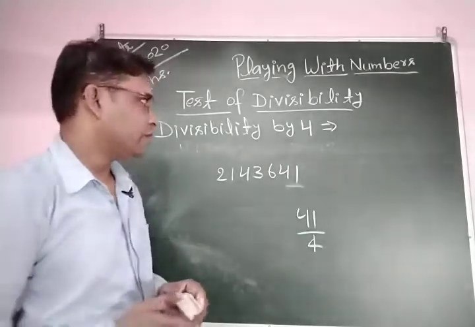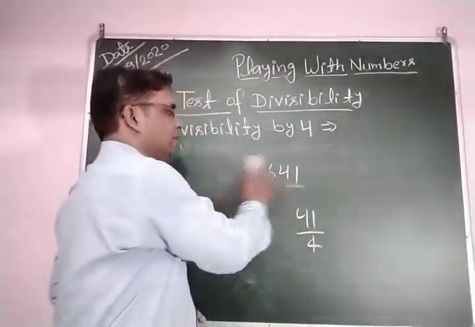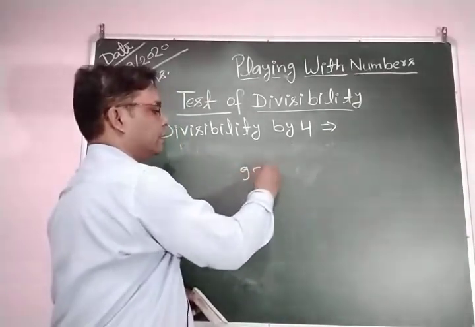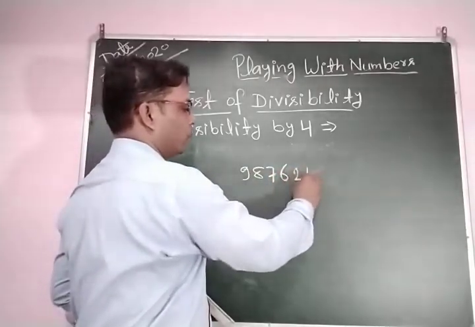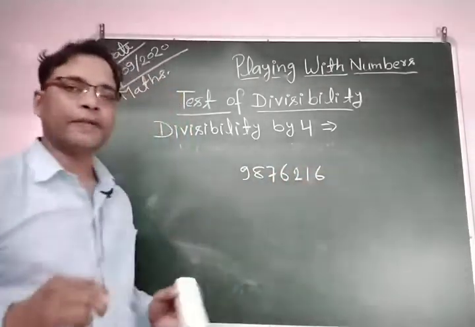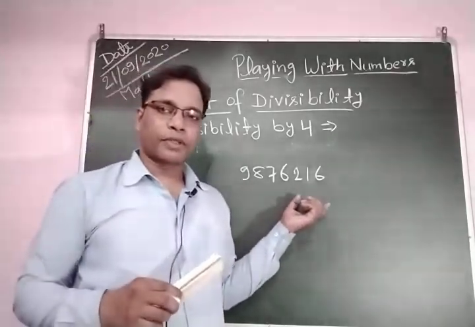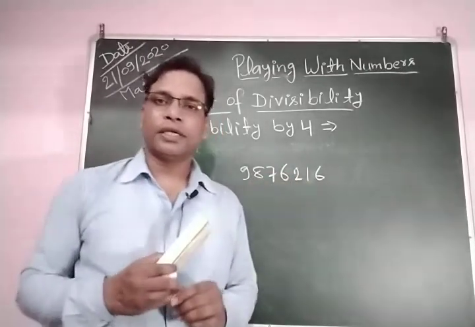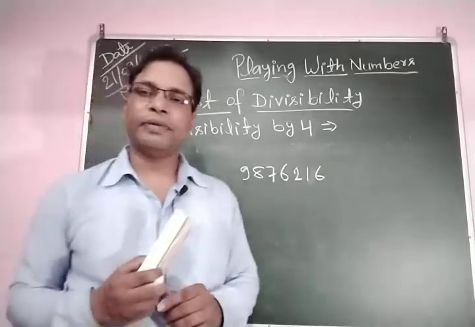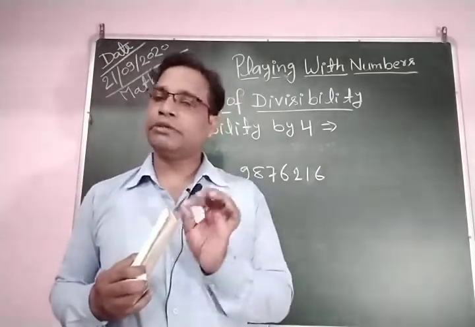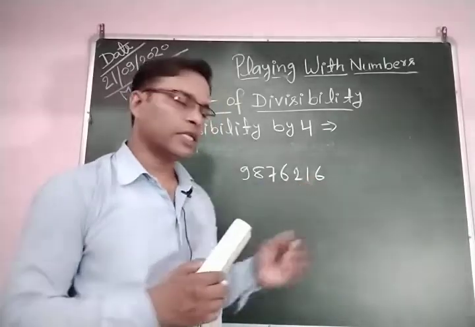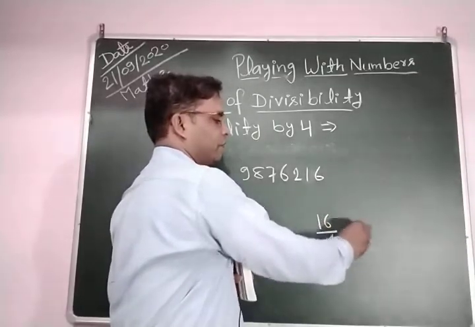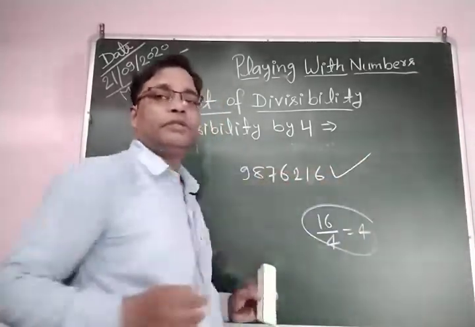So students, I hope all of you understood the divisibility test of 4. We take another example: 9876216. The question is whether this number is divisible by 4 or not. For the divisibility test of 4, a number is divisible by 4 if its last two digits are divisible by 4. So first we take the last two digits, which are 16. 16 is divisible by 4, so you can see this number is also divisible by 4.